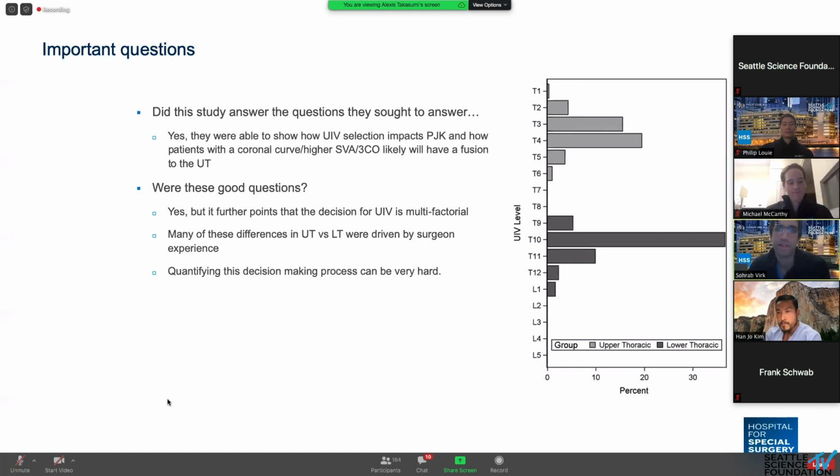But I think this study points to the fact that a lot of this decision is done on a case-by-case basis, where a surgeon is looking at what they're aiming to get to, whether it's age-adjusted parameters or the quality of bone. These are all multifactorial decisions which are hard to quantify in one paper, although I commend the authors for their effort and for what they have delineated out.